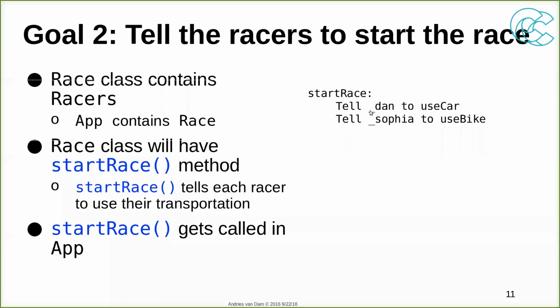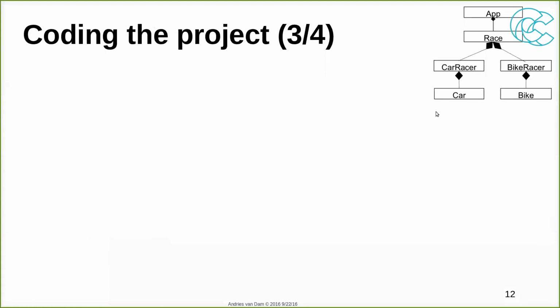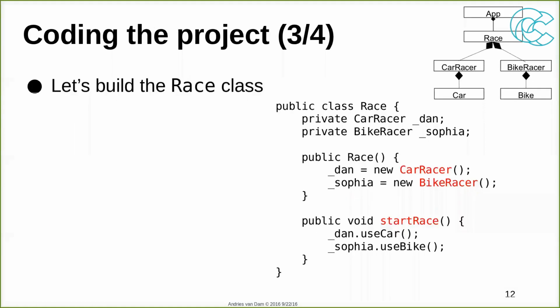So this is what happens, right? You tell Dan to use car. So Dan is now a car racer, and you tell Sophia to use bike. Sophia is a bike racer. So race needs, since there are two racers, we have two instance variables here. One is Dan and the other one is Sophia. And we already decided beforehand that Dan is a car racer and Sophia is a bike racer. And that's why you have these two types, right? So again, you create a composition here. Dan and Sophia are part of the race. So that's why you can create a composition. And then you call the start race. So in the start race, they simply make use of their car and bike.